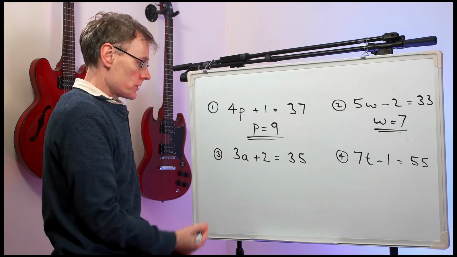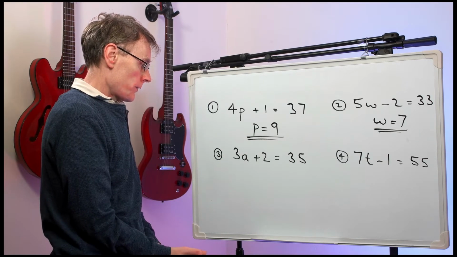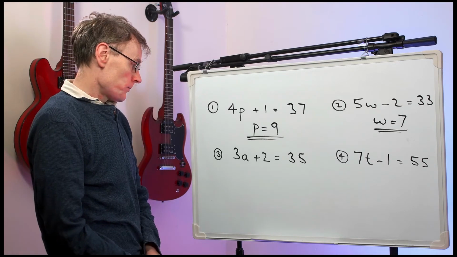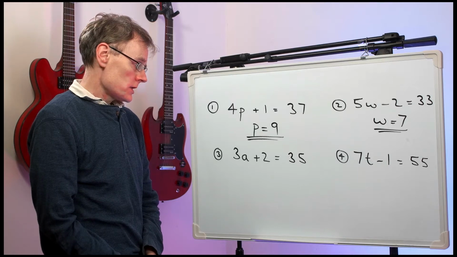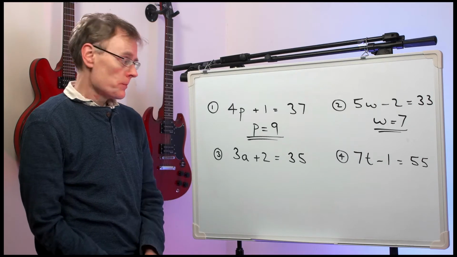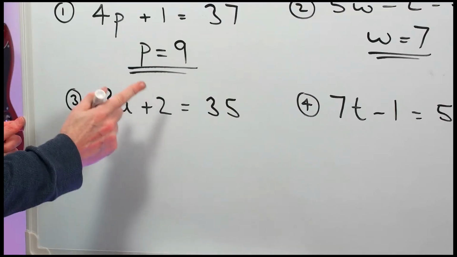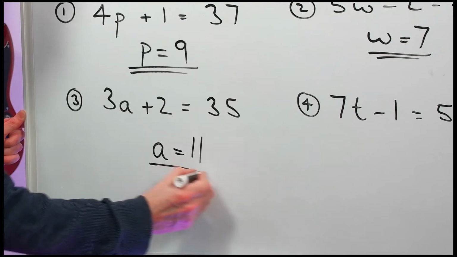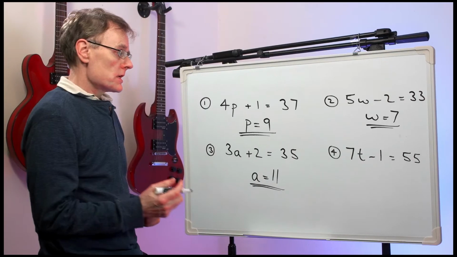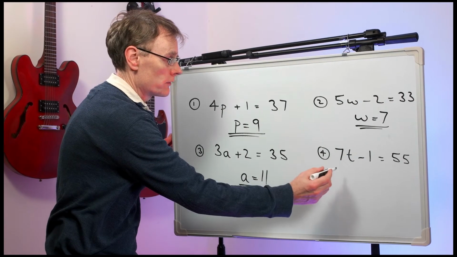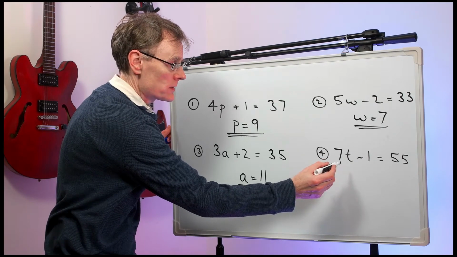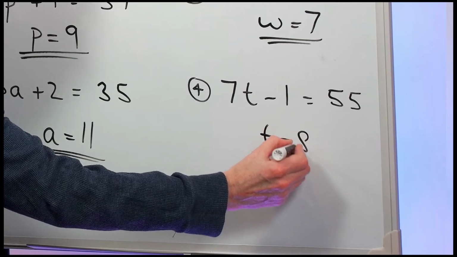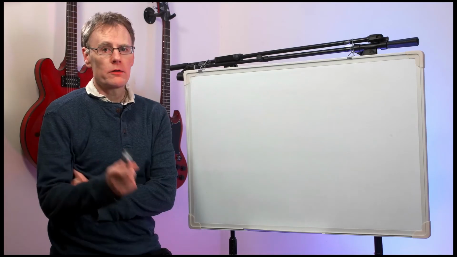Number 3. 3a plus 2 equals 35. Well, 3 8s are 24, 25, 26, that's no good. 3 10s are 30, 31, that's no good. 3 11s are 33, 34, 35. So a equals 11. And the last one, 7t minus 1 equals 35. 7 8s are 56, take away 1 is 55. So t equals 8.